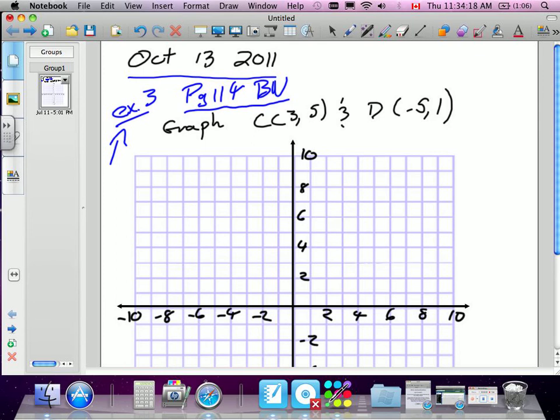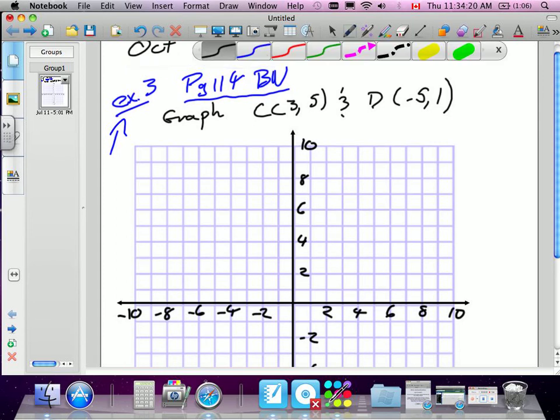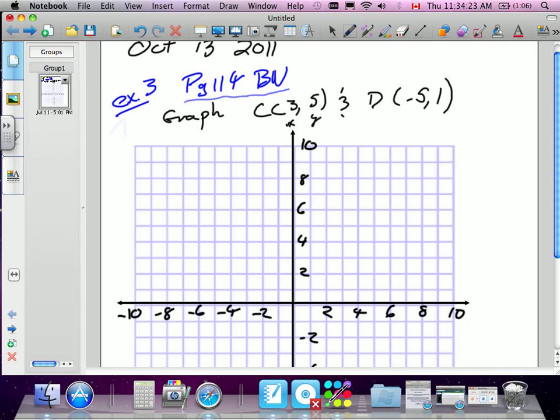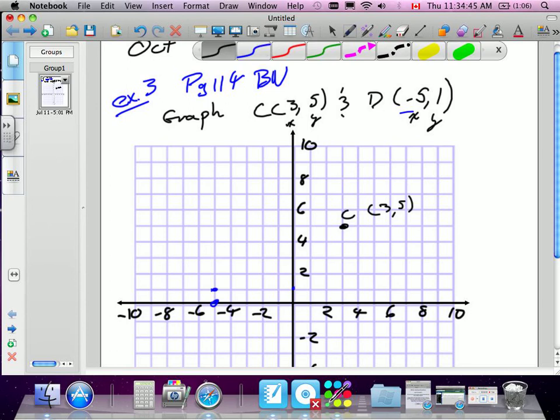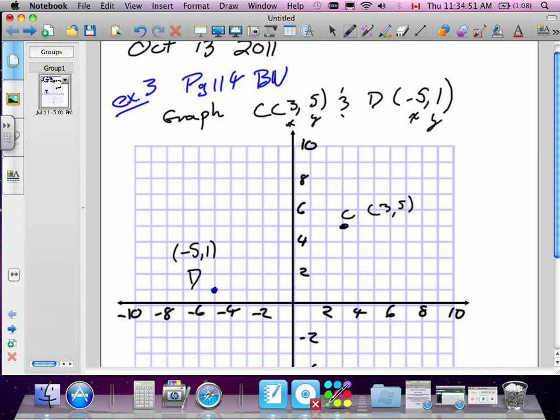First off, it says to graph these 2 points. When we're graphing, always recall that x is the first, y is the second point, okay? So at x value of 3, y value of 5 come together. There's our point, 3 and 5. Call it point C. And point D, -5, which is here, and 1, they meet together here. Point D is at -5 and 1. So we have 2 points. That was A.